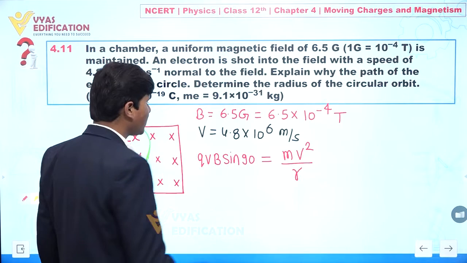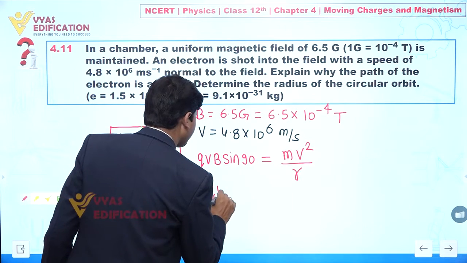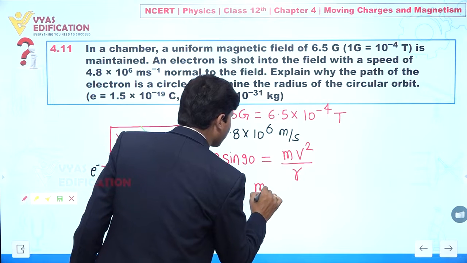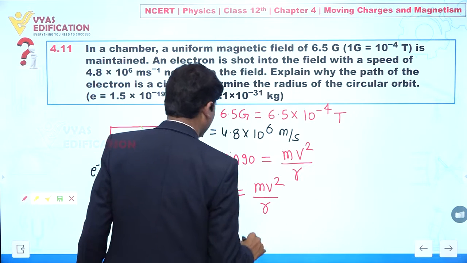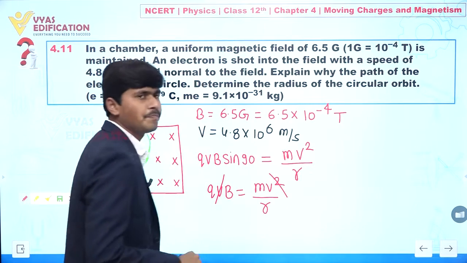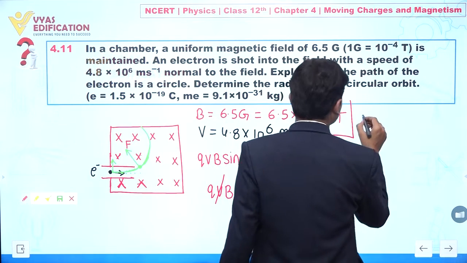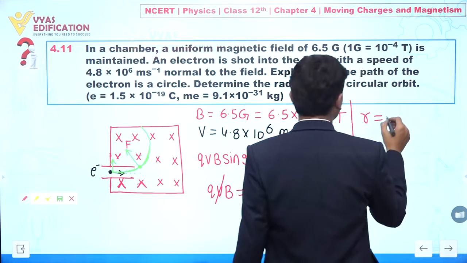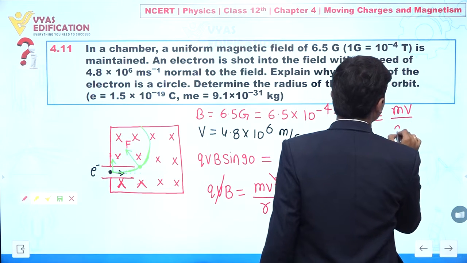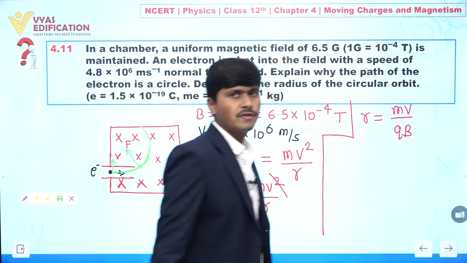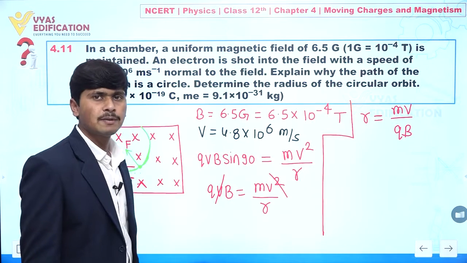So we can write qvB equal to mv square by r. Here v and v cancel out. So from here we can write r is equal to mv divided by qB. Clear everyone? r is equal to mv divided by qB.